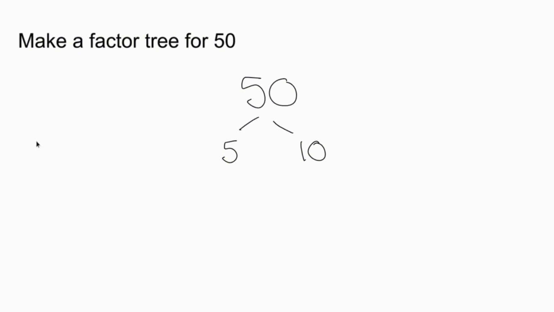Now you look at the numbers that you just wrote out. If any of those numbers are prime, circle them. Well, 5, all I can divide 5 by is 1 and itself, so 5 is prime. Well, what about 10? I could divide 10 by 5 and 2.